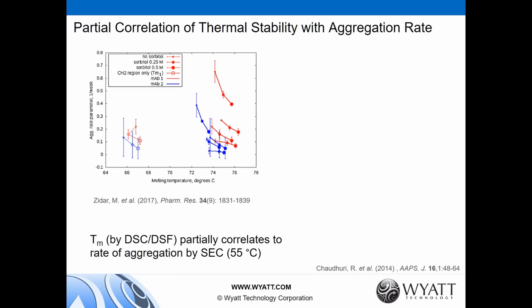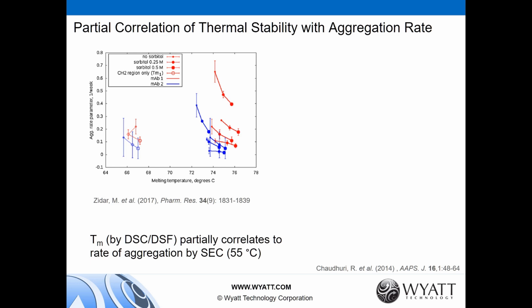I mentioned that KD correlates really well with long-term stability. Here's another graph from the same paper by Zidar and his colleagues, looking at the correlation of the thermal stability parameter. In this case, it was TM determined by DSC and by DSF. We essentially determined very similar temperatures using T-onset and dynamic light scattering. And the correlation is not so great, as you can see.